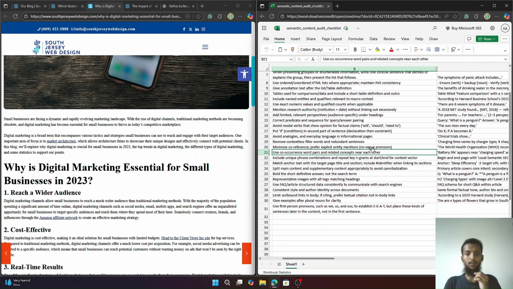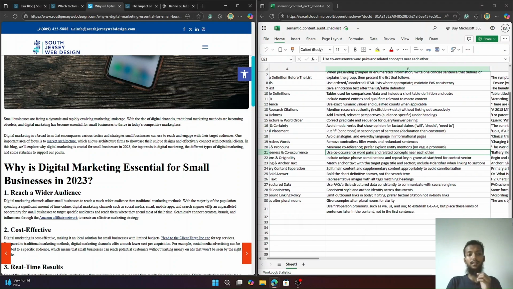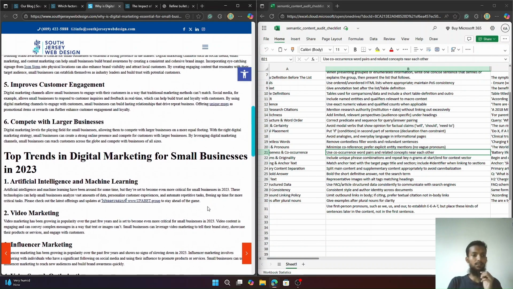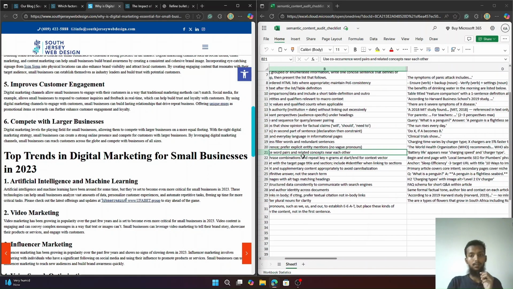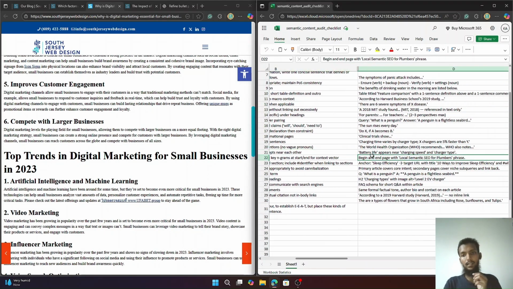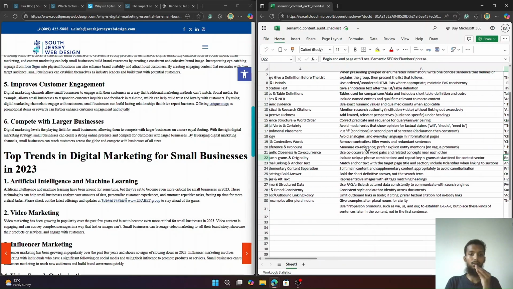I don't know if they have done it or not. You can use ChatGPT to check whether we are doing this or not. You can use ChatGPT for that. Basically, if you are talking about battery, then you have to talk about charging, and then charging type. The more close the entities are, the better it is for Google to understand what you are talking about.